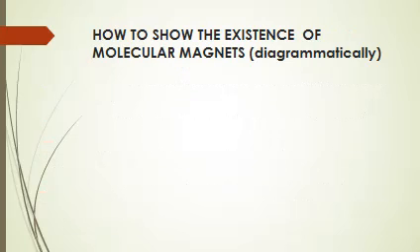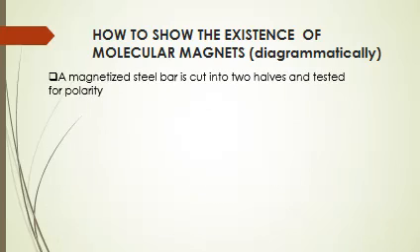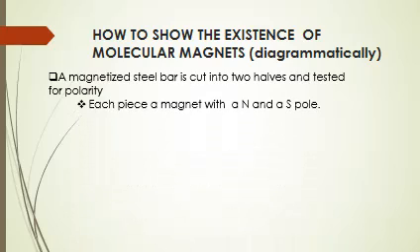Now let me show you the existence of molecular magnets diagrammatically, so that we can be together. As I've already said, a magnetized steel bar is cut into halves and tested for polarity. After testing for polarity, you see that these halves are now also magnets with a north and south pole.